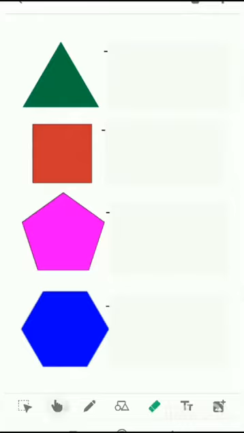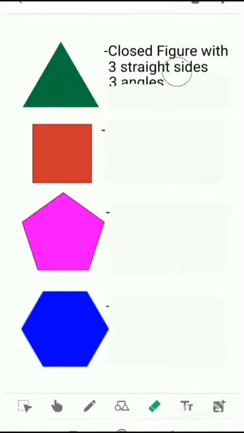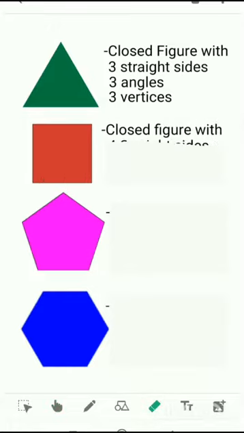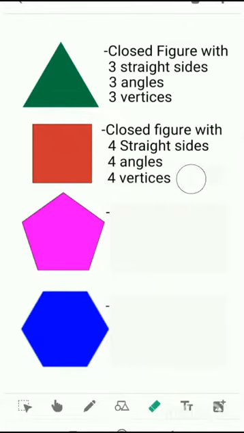Now you are familiar with these 4 figures. Look at the first figure. We know that this is a triangle. It's a closed figure with 3 straight sides, 3 angles and 3 vertices. Now the second figure. This is a square, commonly known as a quadrilateral. It is also a closed figure, with 4 straight sides, 4 angles and 4 vertices.